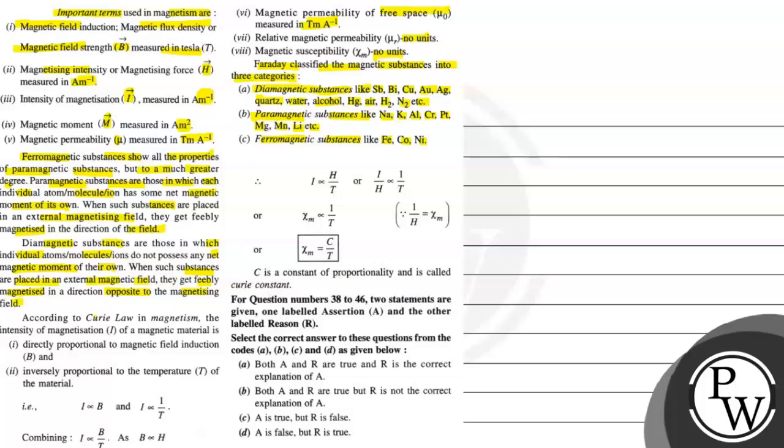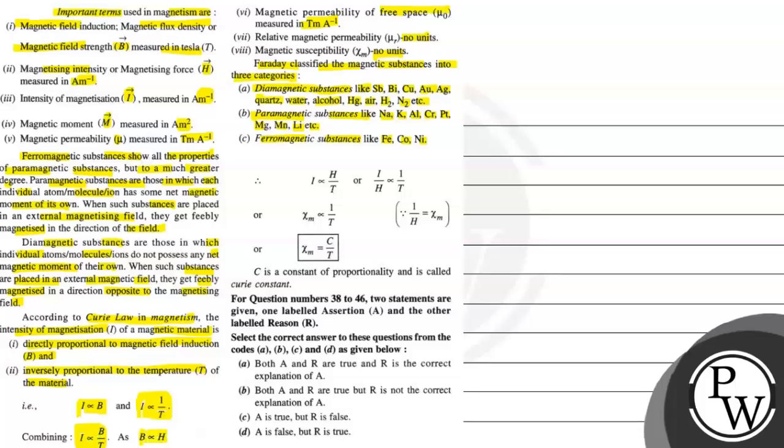According to Curie's law in magnetism, the intensity of magnetization I of a magnetic material is directly proportional to the magnetic field induction B and inversely proportional to the temperature T. So I is directly proportional to B, and I is inversely proportional to T. Combining them, I is directly proportional to B upon T. As B is directly proportional to H, I is directly proportional to H upon T, and we can say that I upon H is proportional to 1 upon T. Because I upon H is chi m, it becomes chi m equals C upon T, where C is the constant of proportionality and is called the Curie constant.